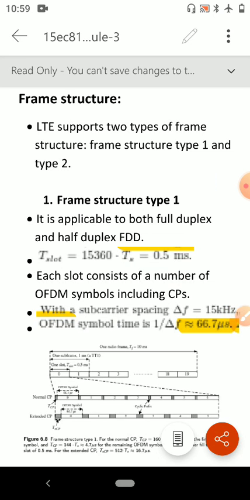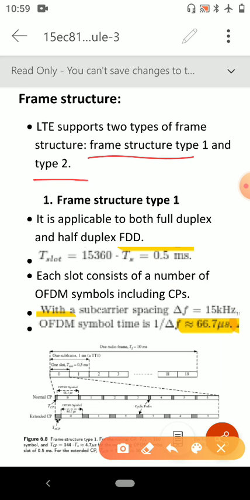LTE supports two kinds of frame structures: frame structure type 1 for the FDD mode and frame structure type 2 for the TDD mode. Let's see them one by one. First one, frame structure type 1.